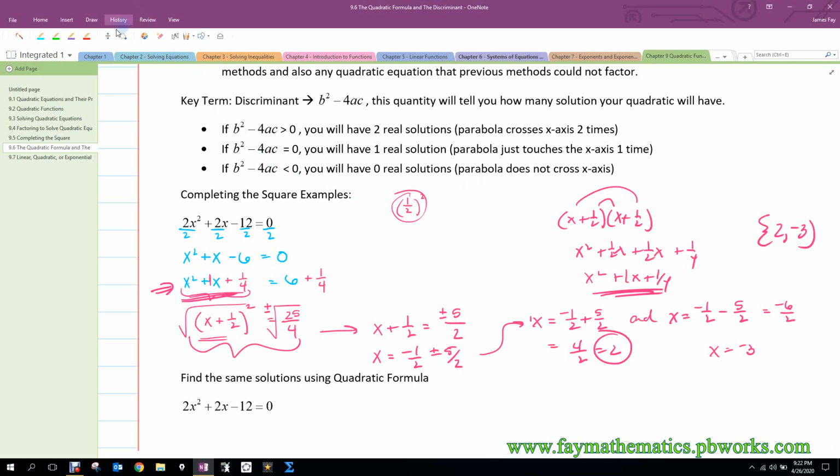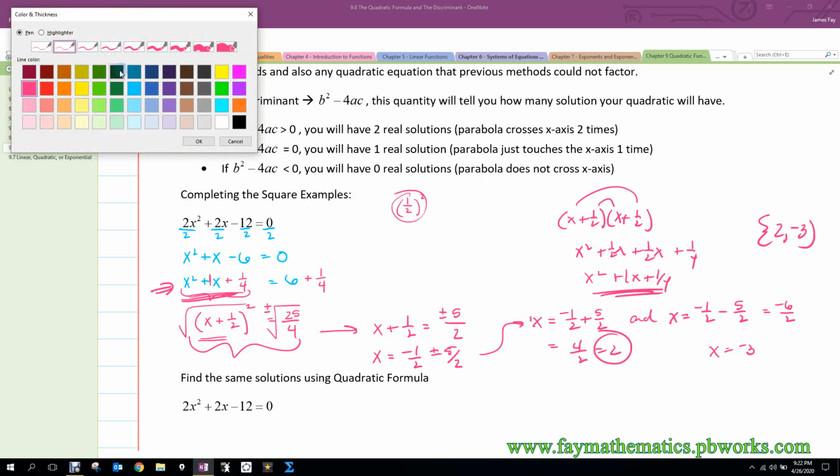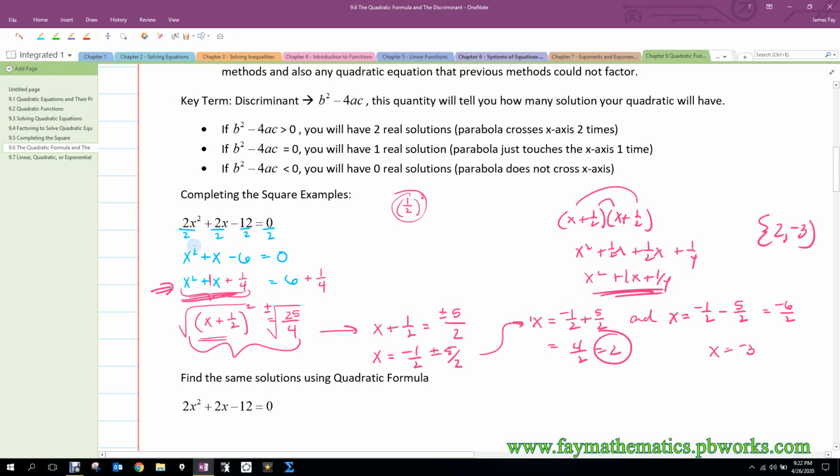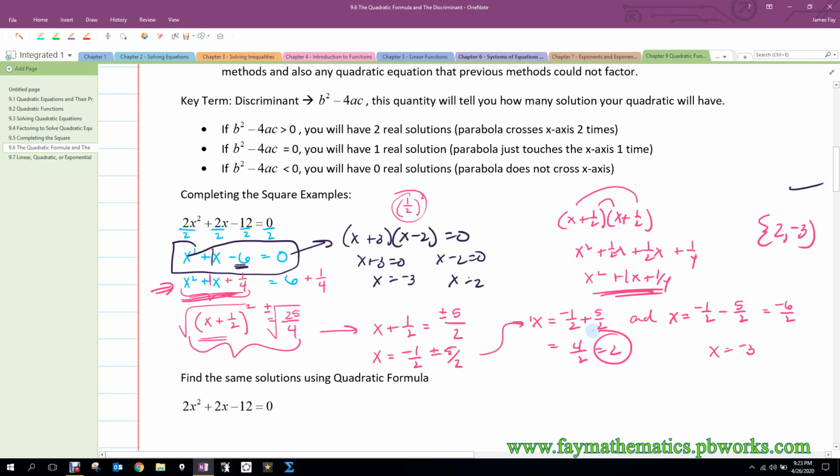Now, is that the only thing we could have done? No, we could have done other things, and maybe you saw it here at this stage right here. When you divide everything by 2, let's think about two numbers that multiply together to give me negative 6 and add to give me 1. Well, it'd be x plus 3 and x minus 2. I should have factored that way. Then I have x plus 3 equals 0 and x minus 2 equals 0. x would be negative 3, x would be 2, just like I've got there.